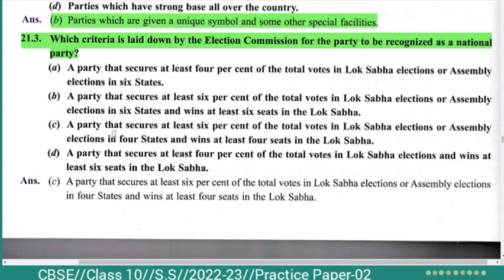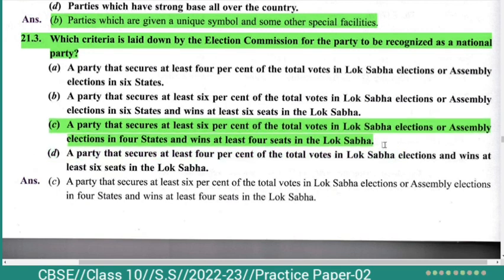C, a party that secures at least 6% of the total votes in the Lok Sabha elections or assembly elections in 4 states and wins at least 4 seats in the Lok Sabha. D, a party that secures at least 4% of the total votes in the Lok Sabha election and wins at least 6 seats in the Lok Sabha. Here the correct answer is option C.